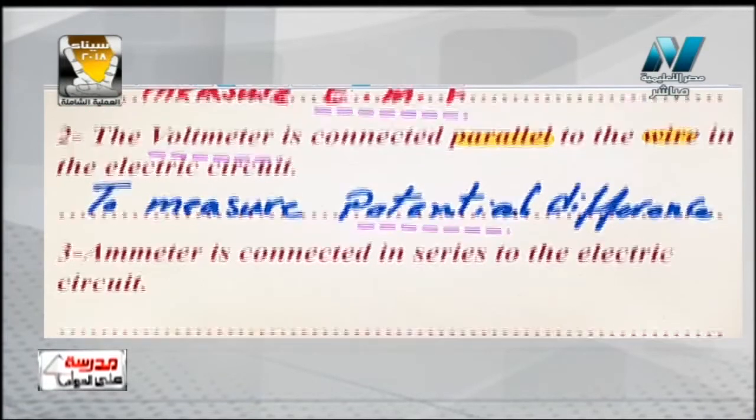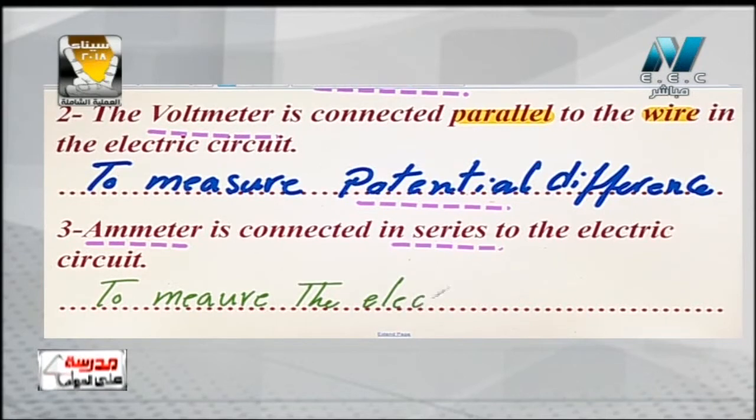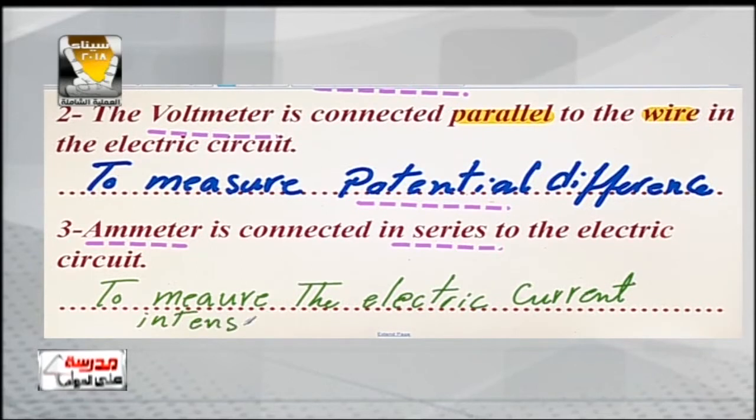The next question is, a meter is connected, as we have here, a meter is connected in series in the electric circuit. As we know, this device is used to measure what? The electric current intensity. Electric current intensity.